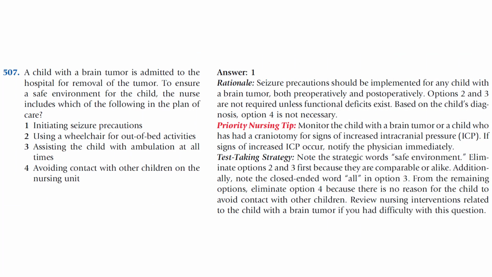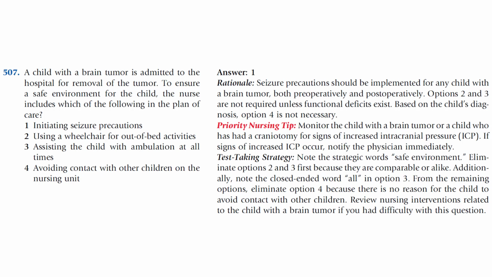507. A child with a brain tumor is admitted to the hospital for removal of the tumor. To ensure a safe environment for the child, the nurse includes which of the following in the plan of care? 1. Initiating seizure precautions. 2. Using a wheelchair for out-of-bed activities. 3. Assisting the child with ambulation at all times. 4. Avoiding contact with other children on the nursing unit.